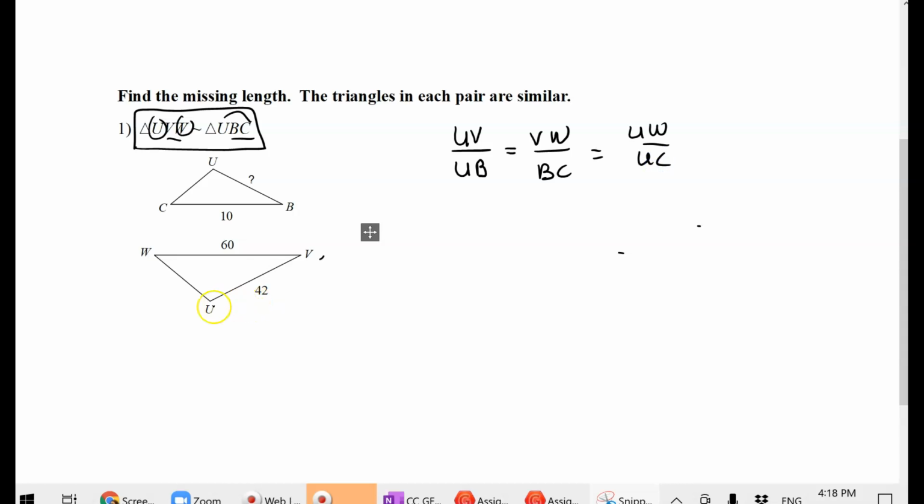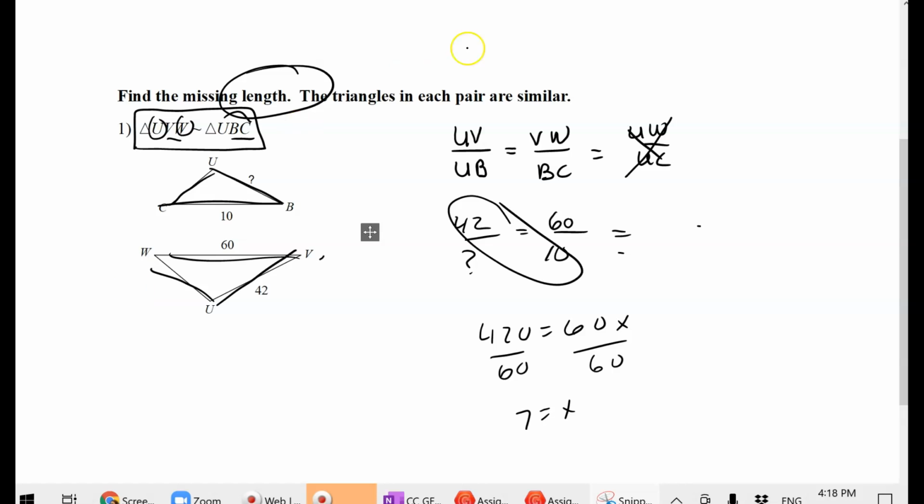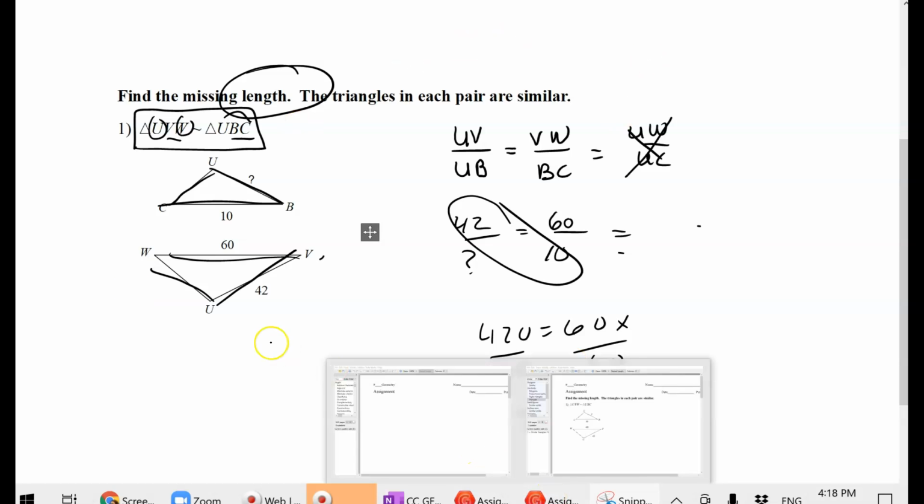So UV, UB, VW, BC, UW, we don't know. It turns out we don't need this because they don't give us any information. Cross multiply. It says find the missing length. Yes, we're good to go. That is the missing length. If they give you something a little bit harder, oh, by the way, that's a level 2. We'll stop there.